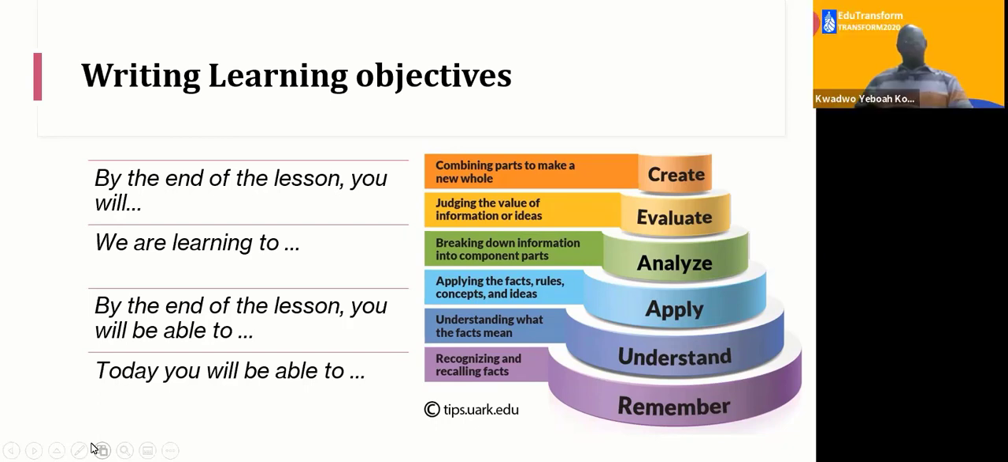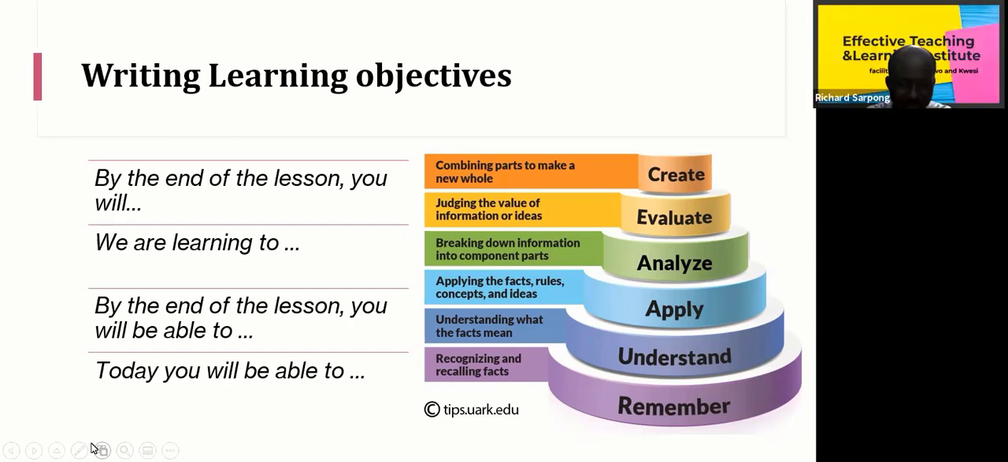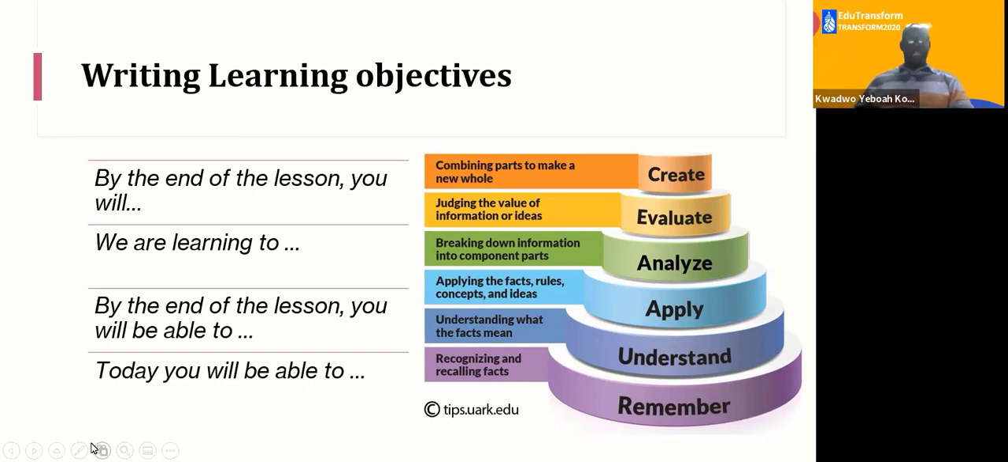So in a nutshell, you start with a stem, like the examples on the far left: by the end of the lesson, you are learning to, by the end of the lesson you'll be able to, today you'll be able to. And then you add a combination of Bloom's taxonomy and then the content that you seek to work on. And when you have that, then you have written your learning objectives.